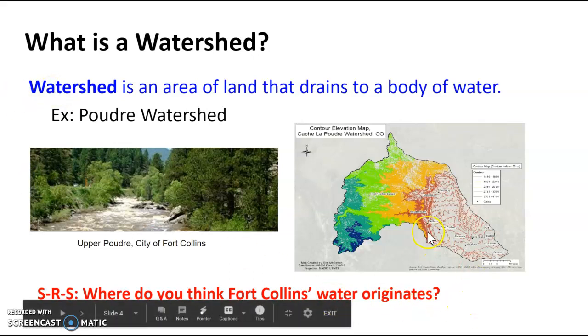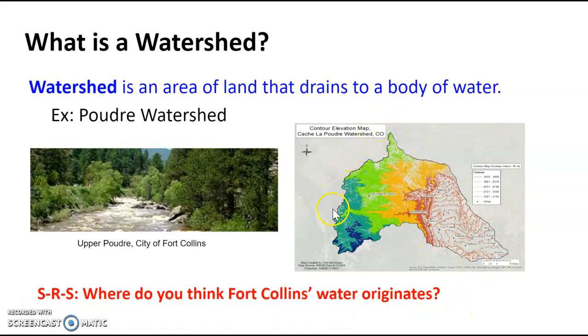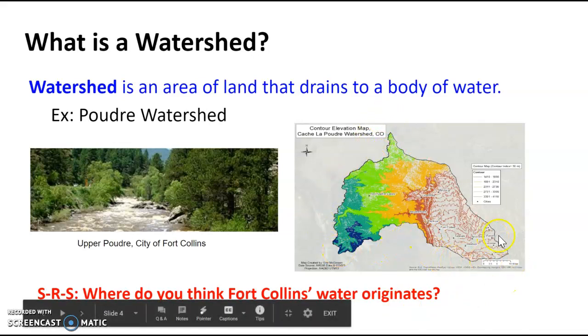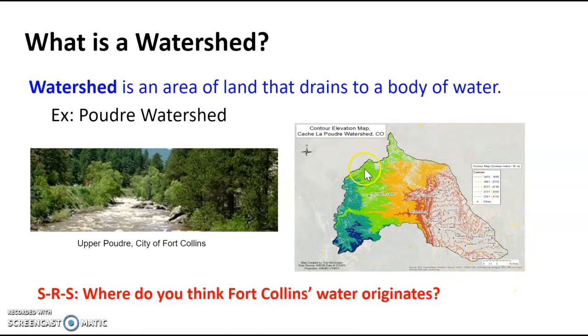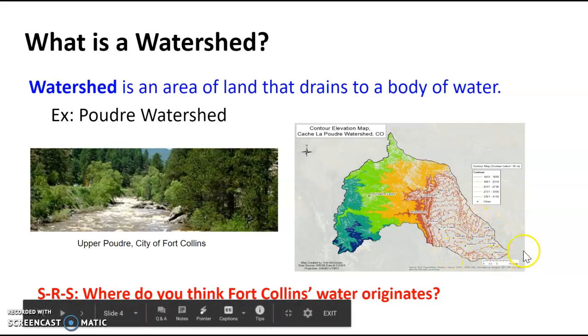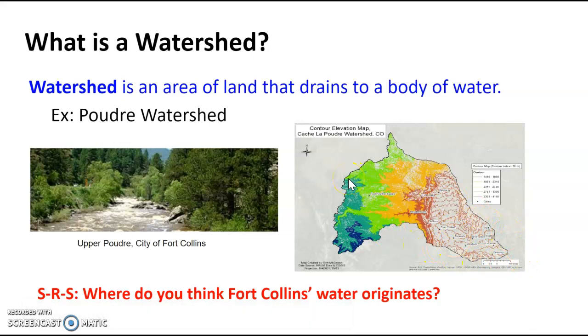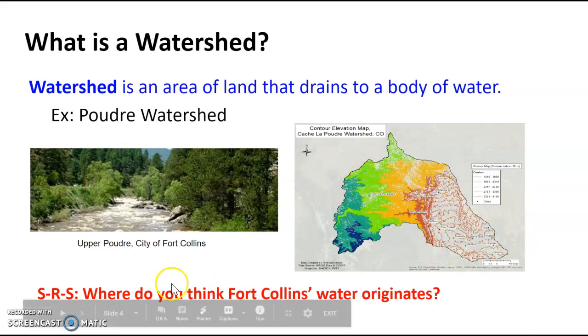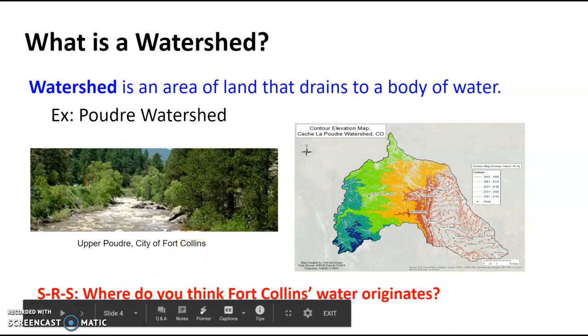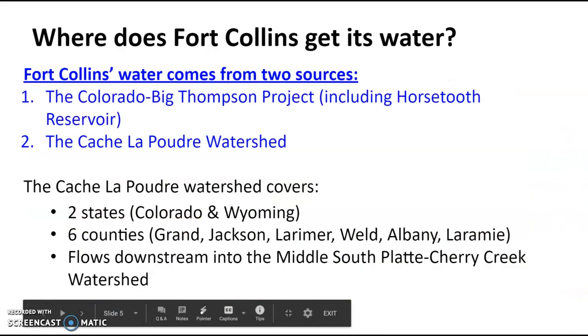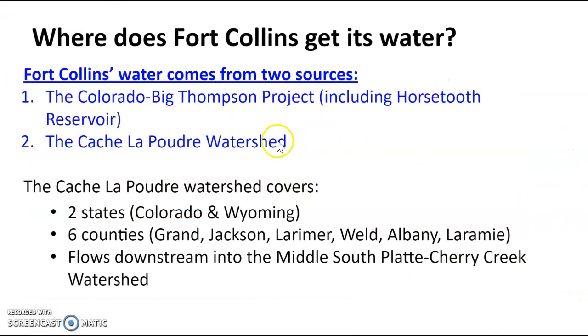And so this is kind of a drawing of the borders of the Poudre watershed. So everything within these borders drains into our Poudre River. You see Red Feather Lakes up here, Livermore, and then Fort Collins, and even down to Greeley is actually included in the same watershed. So where do you think our water comes from? Our water comes from the Big Thompson.